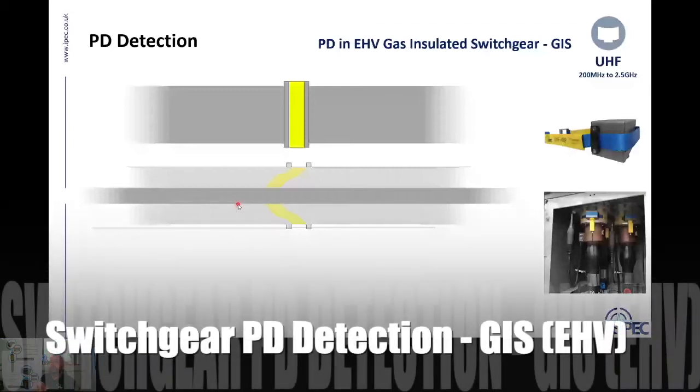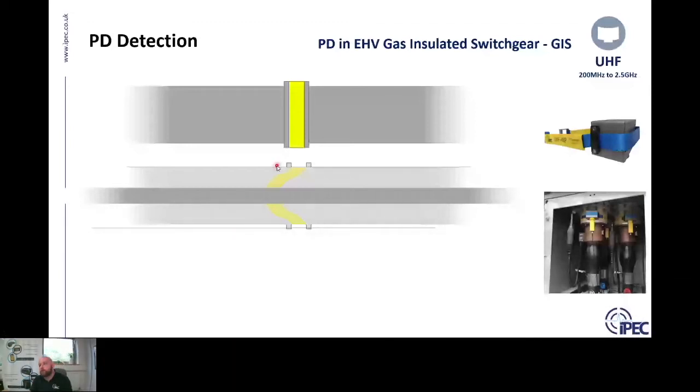Okay, so next one I'm going to look at is gas insulated switchgear. And for a very specific reason, I've jumped straight up to EHV GIS. EHV gas insulated switchgear is a very common type of PD test that's conducted. It's very familiar to a lot of people, which is why I've jumped onto that before looking at medium voltage GIS, if you like.